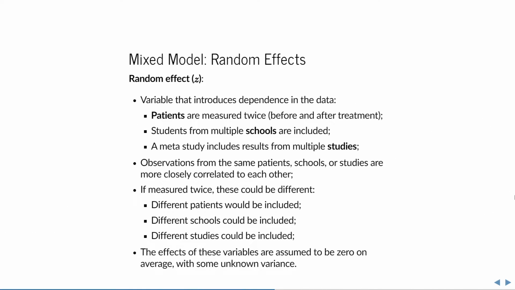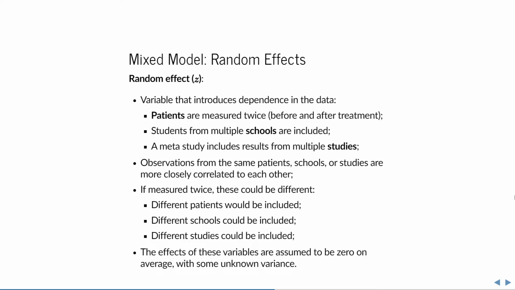Now, a random effect is a variable that introduces dependence in the data. So, for example, let's say that you measure patients twice, before and after treatment. Or let's say that you have students from multiple schools which are included in your study. Or you're performing a meta-study which includes results from multiple original studies. Now, you can imagine that in each of these cases, observations from the same patients, schools, or studies are more closely related to each other.